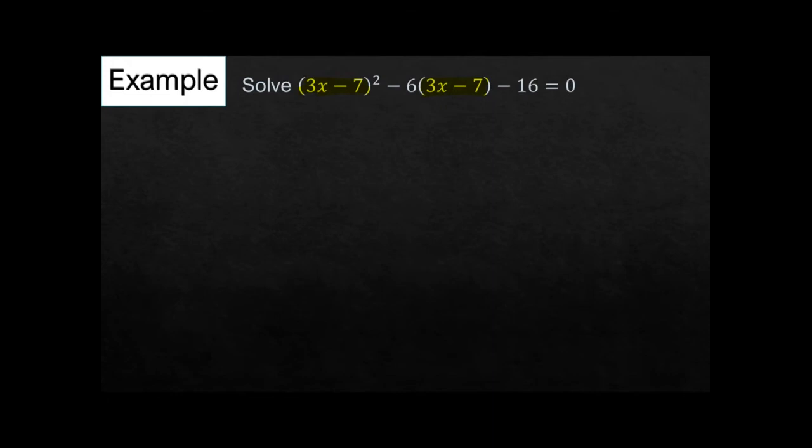So we start by setting the middle term equal to u. So u is going to be equal to 3x minus 7. And then you need to find u squared. So you need to square both sides. So it's 3x minus 7 squared, which actually is exactly what we have right here. So you don't have to actually do the squaring. You just have to recognize that, okay, that is equal to u squared.